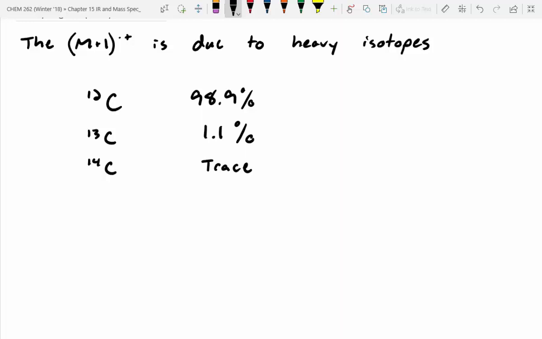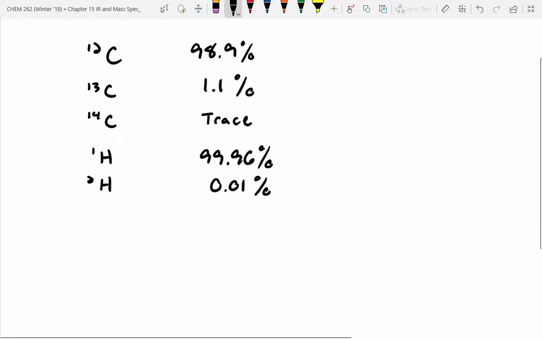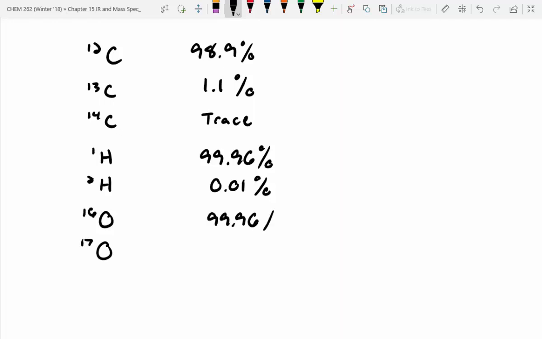If we look at hydrogen isotopes, protons are obviously the most common, and these are present at 99.96%. Deuterium is about 0.01%. Oops, sorry, I should do an H, not a D. And so really it's quite negligible. If we go down and we look at oxygen, we've got 2 isotopes that are the most abundant. Oxygen-16 is abundant at 99.96%. And oxygen-17 is 0.01%.